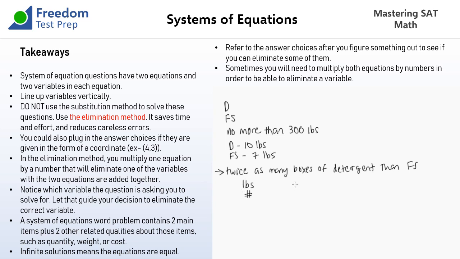It sounds like twice as many is 2D, and that's going to be greater than or equal to S. Let's just say at least twice as many, and that would be the reason for the inequality. That's what I forgot. Now, this seems to make sense, but what you need to do is test this. So let's say there's 3 boxes of detergent. Well, 2 times 3 is 6.